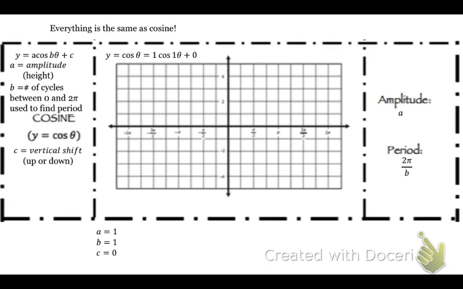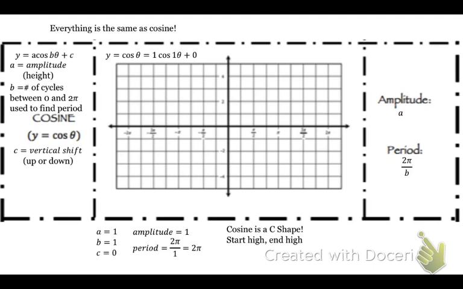Now, A equals 1, B equals 1, C equals 0. So let's find our amplitude and our period. Our amplitude is 1. Our period is 2 pi divided by 1, which is 2 pi. Now, the difference with cosine and sine is where you start. For sine, you started in the middle, went up to the peak, then down to the valley, and then back to the middle. For cosine, it's a C shape, and you start high and you end high.